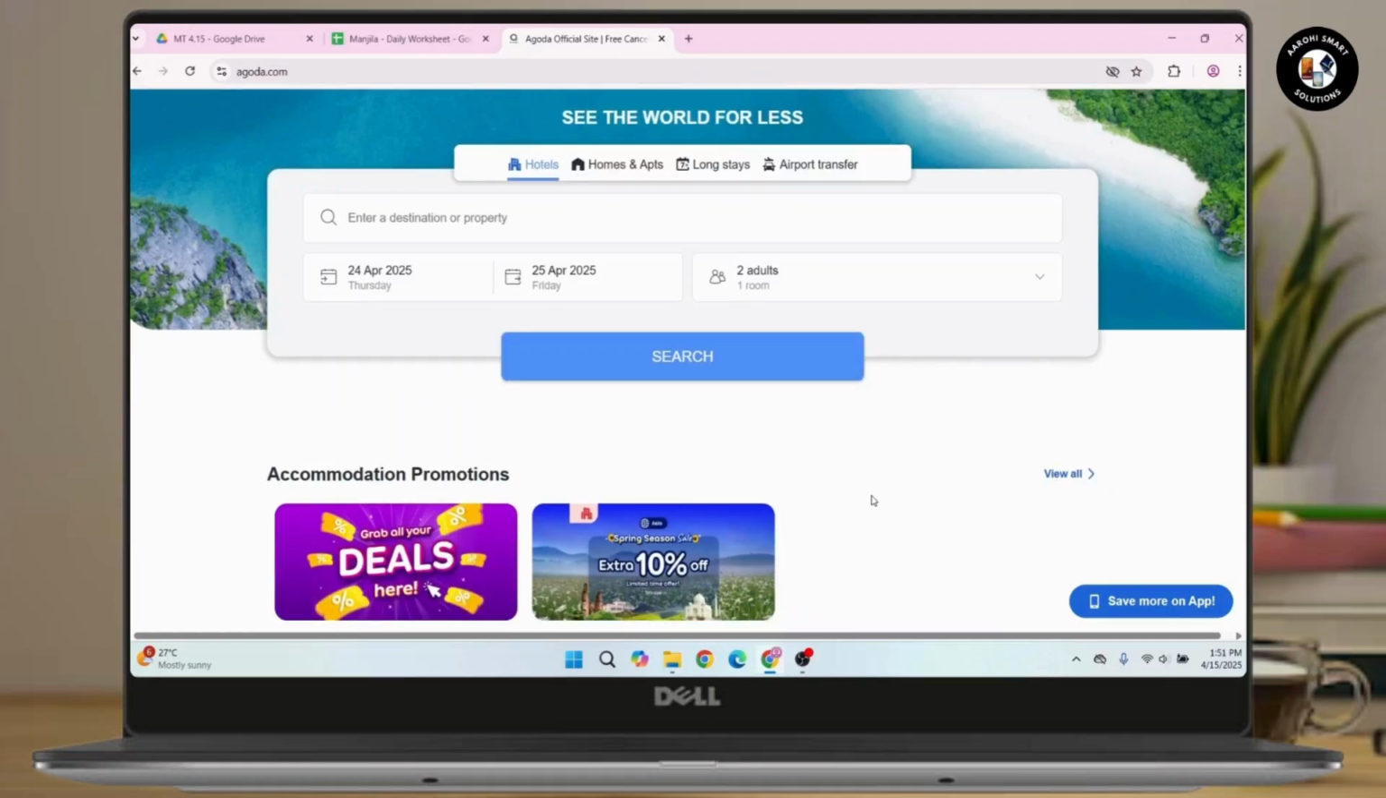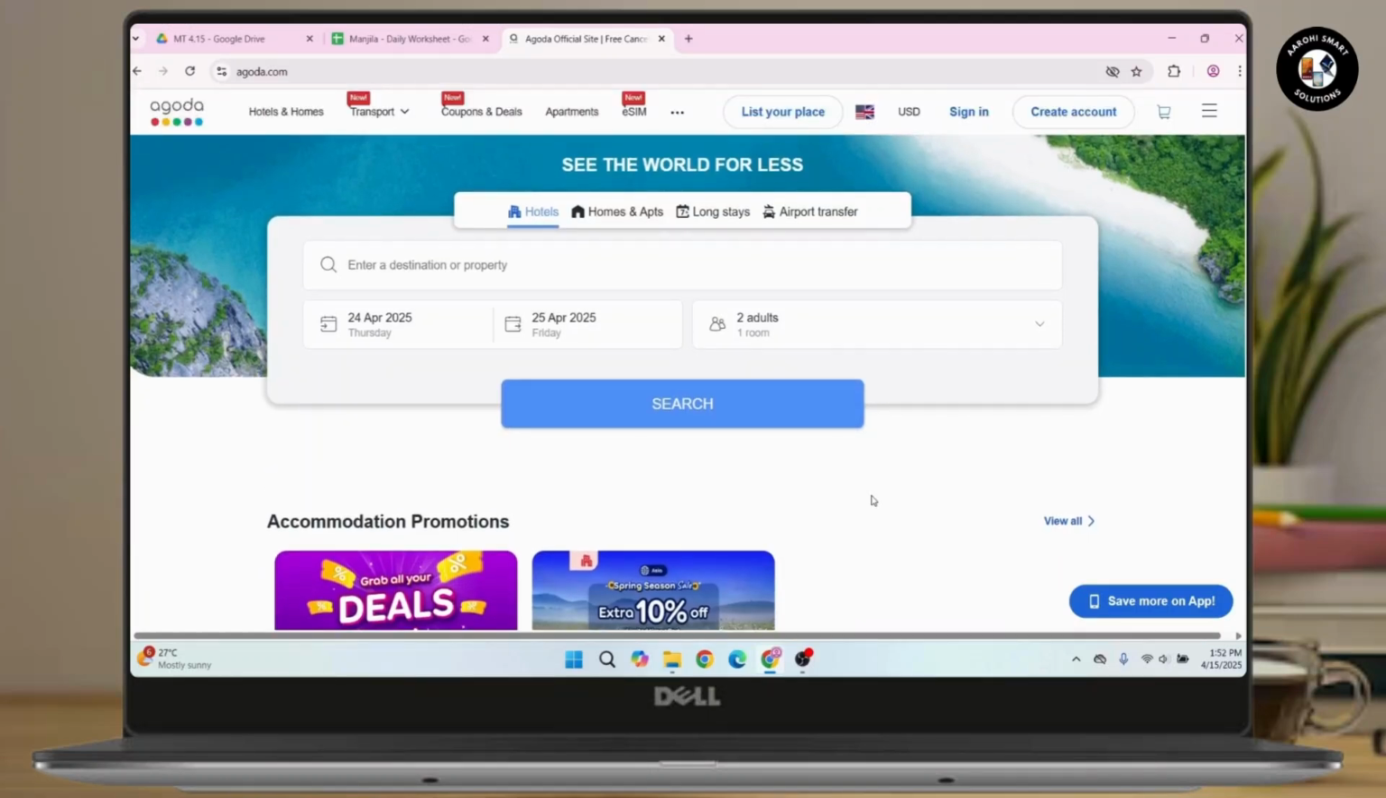In this video, we will see if we can transfer Agoda Cash to bank account or not. So without further delay, let's get started with this video.